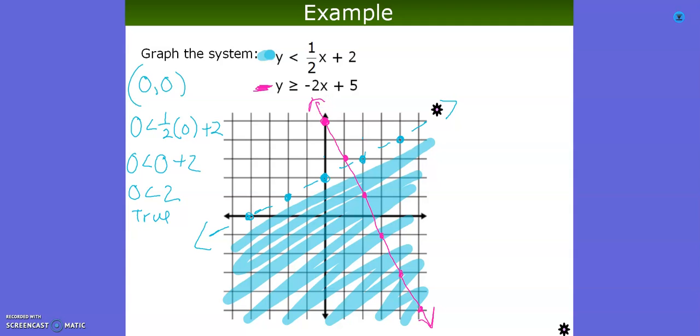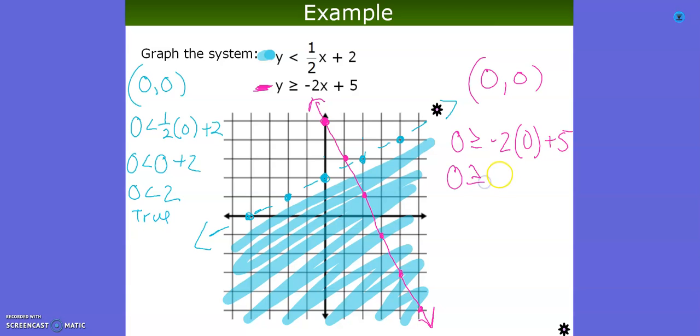And again, I'm going to pick a test point so I know which side of the pink line to shade. I'm going to choose that 0, 0 again because it's just out in space. So 0, 0 is my test point, and it could be a different test point for both lines. You don't have to pick the same test point. I love choosing 0, 0. It just makes the math a little more simplified.